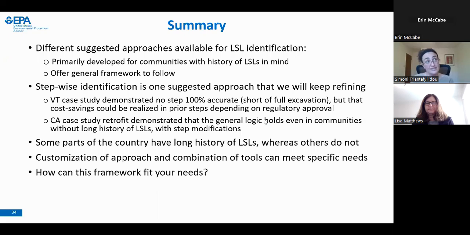And the California case study, which was really a retrofit. So I took the experience of Pasadena and their approach to try and see if it could be fit back to the stepwise approach. It did demonstrate that the general logic can hold even in communities without a long history of lead service lines, with step modifications. So that really makes us go back to the fact that some parts of the country have a long history of lead service lines, whereas others do not. And that it's really useful to be aware of all the frameworks, approaches, and tools, and to customize those to meet specific needs. So how can this framework fit your needs?